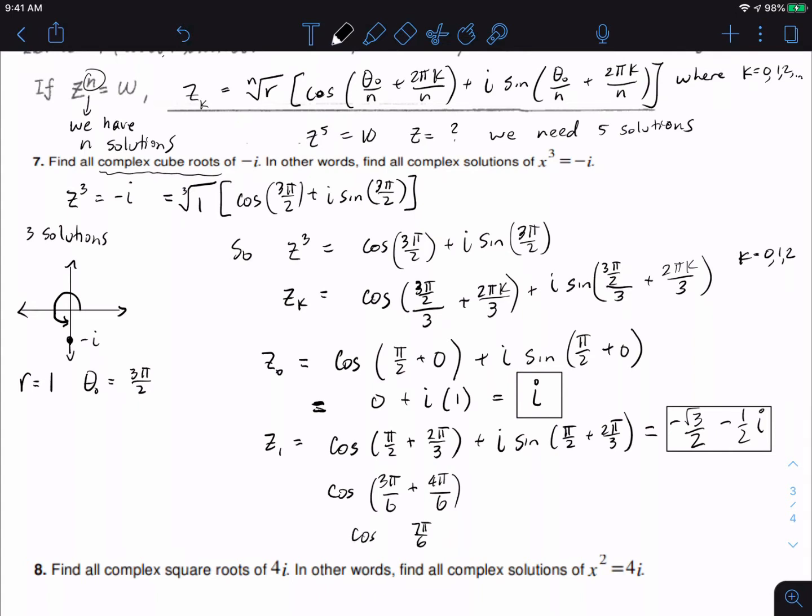So cosine of 7 pi over 6 is a negative radical 3 over 2. And then by the same token, I'm going to get sine of 7 pi over 6. And sine of 7 pi over 6 is a negative 1/2. So that's how I got this value and this value. Does that make sense?